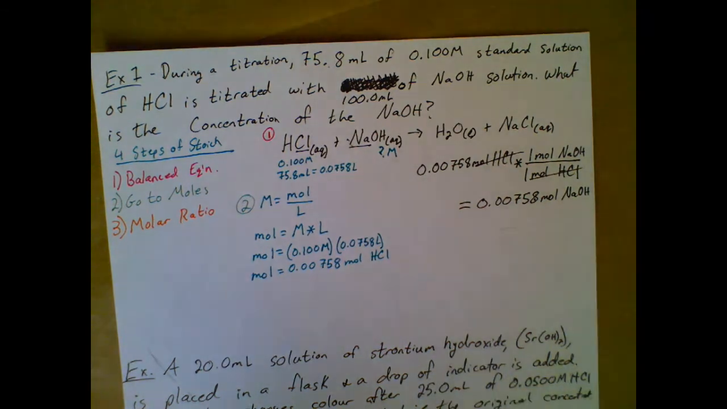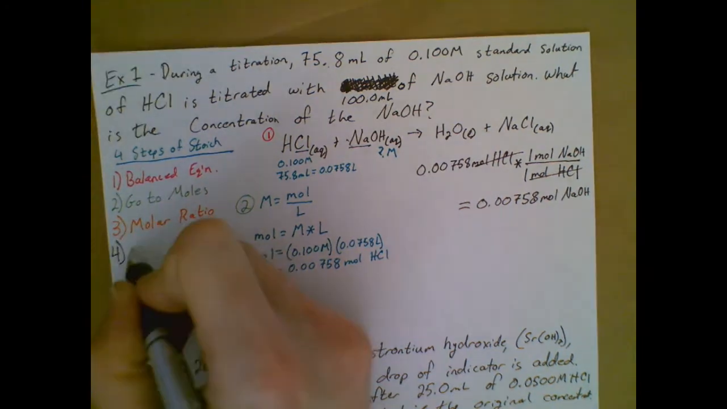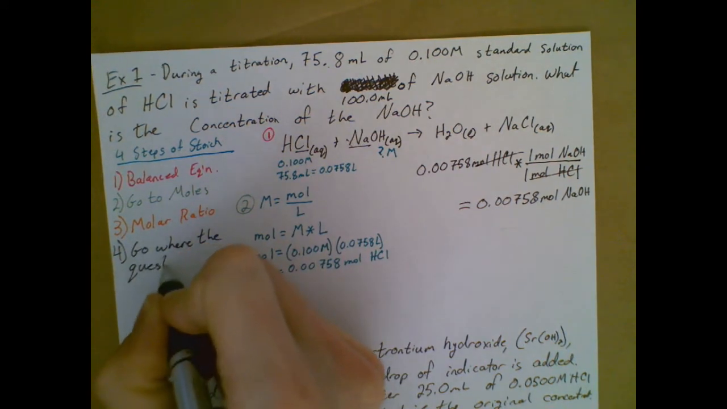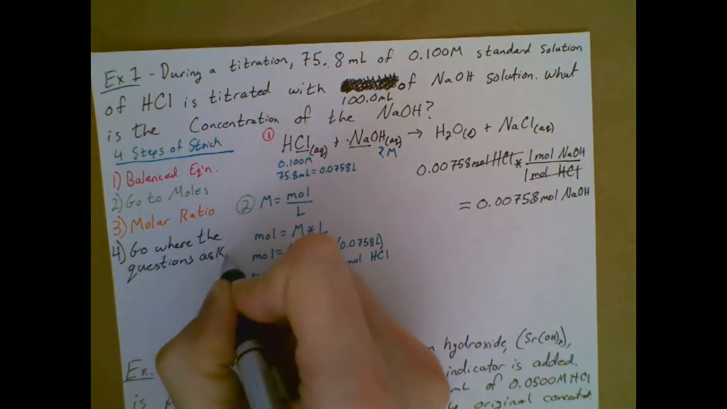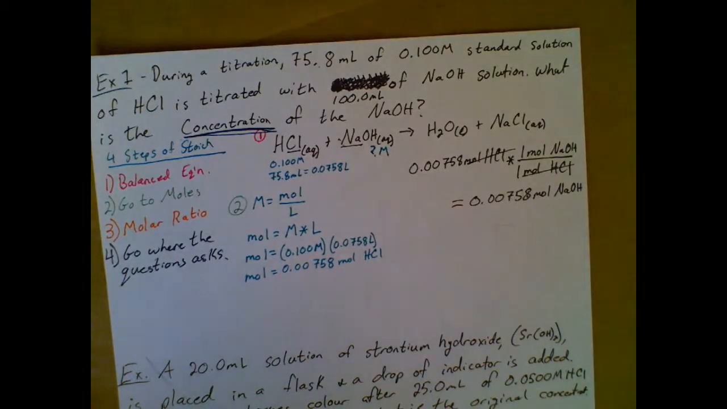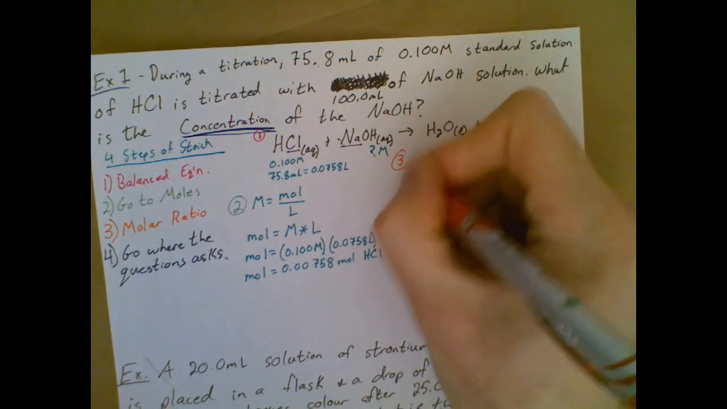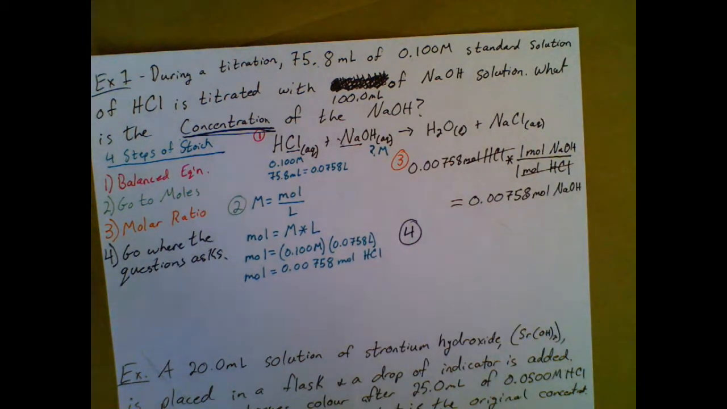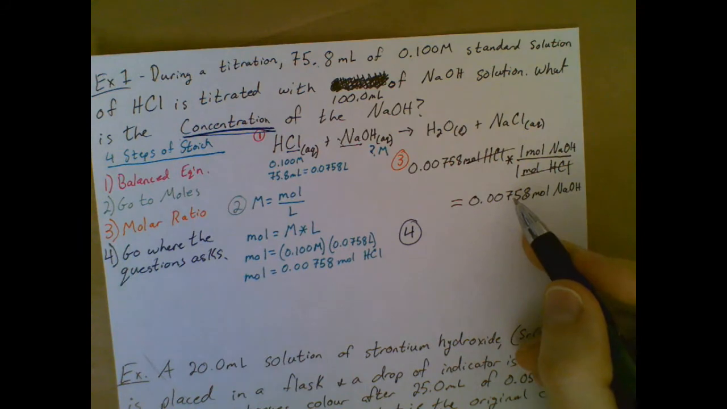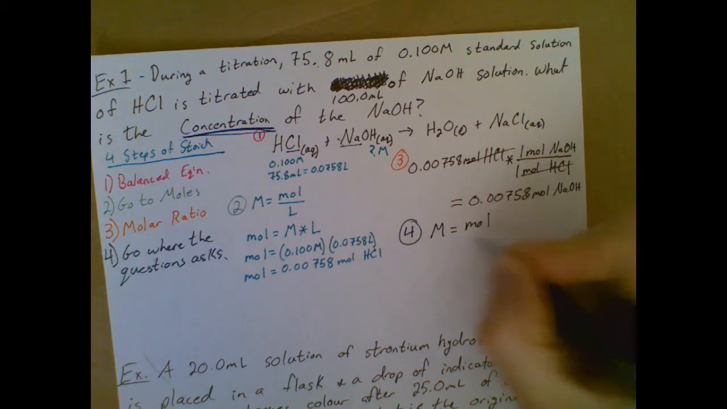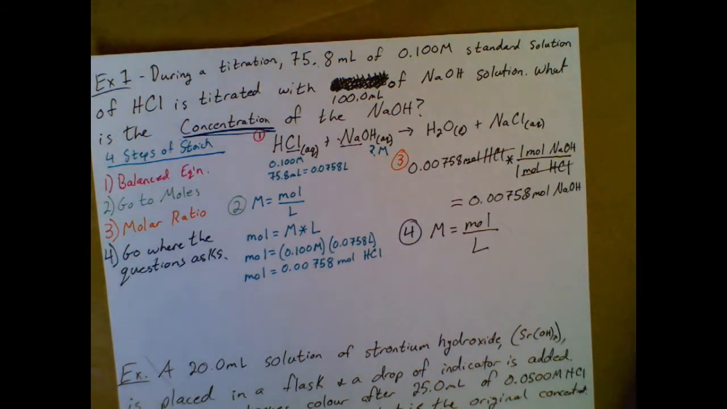That was step number 3. So we have one last step left. Last step, go where the question asks. This question is asking for concentration. So after we have finished step number 3, our last thing is to do step number 4, and that is to convert moles into molarity. So the molarity of NaOH is going to be the moles of NaOH divided by the liters of NaOH.